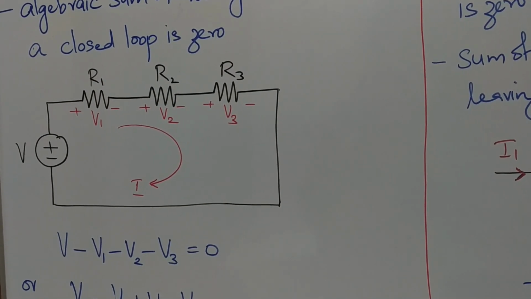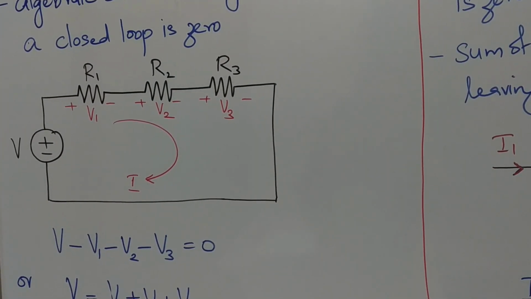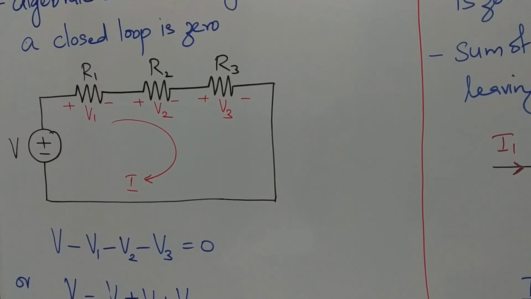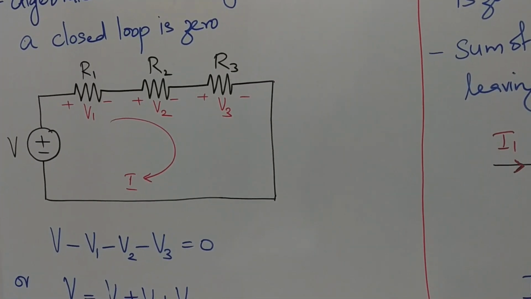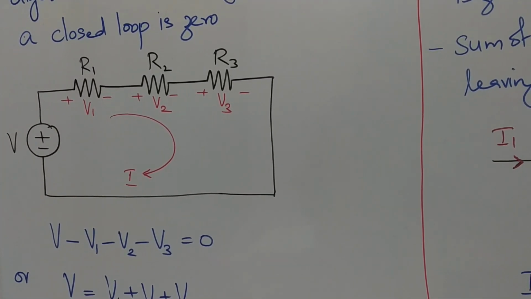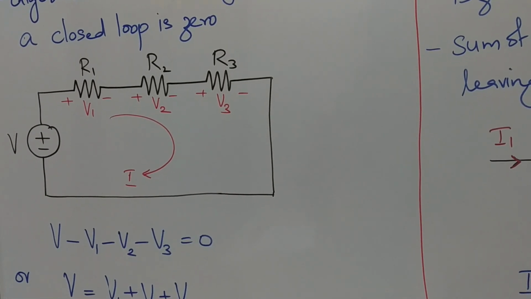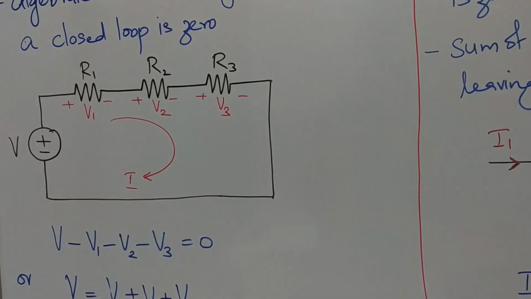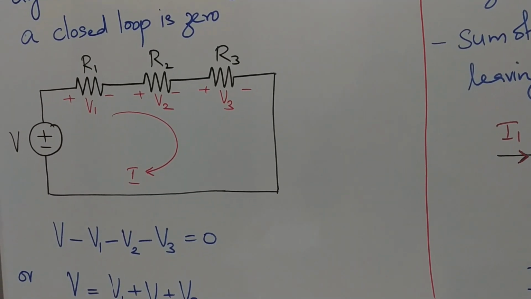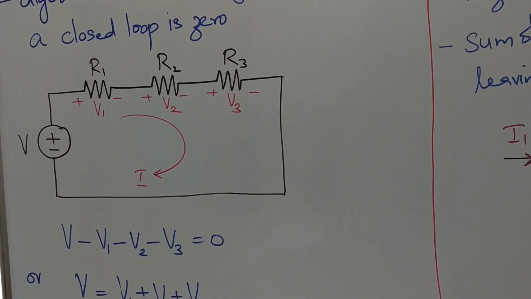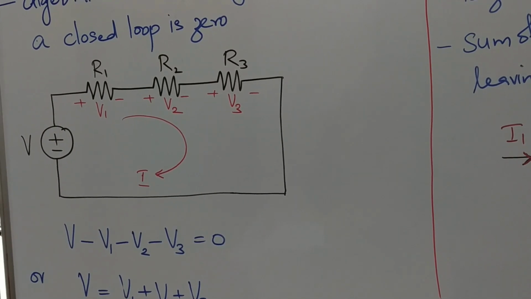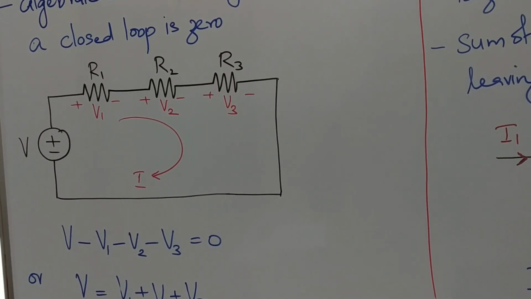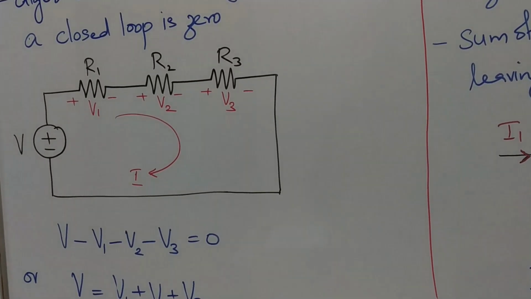And the current entering terminal of a resistor will be positive with respect to the other terminal. So we have marked here V1, V2 and V3 with respect to the clockwise current flowing through the circuit. So if we apply KVL, we will get V minus V1 minus V2 minus V3 equal to 0.